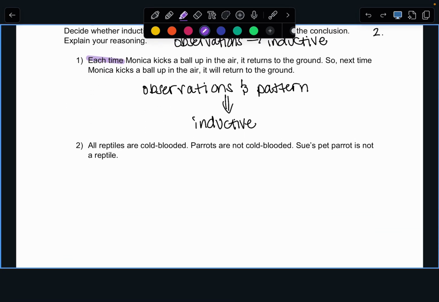Then it says all reptiles are cold-blooded. Parrots are not cold-blooded. And Sue's pet parrot is not a reptile. What do we think? Did we use logic and facts to get to the parrot's not a reptile, or did we look at a pattern? Deductive, because we used logic and animal facts.